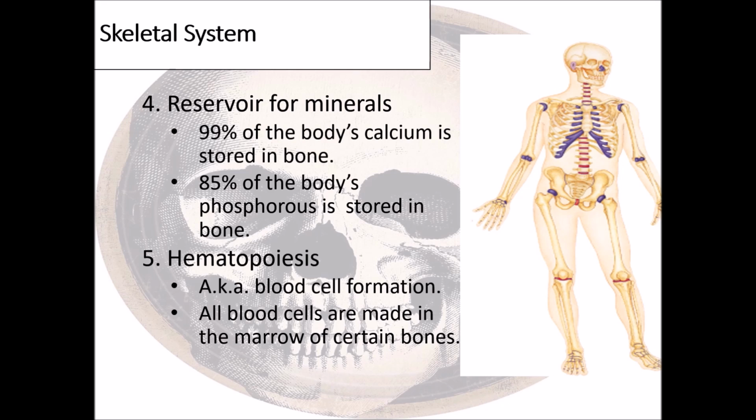The blood cells are formed inside the soft tissue that resides inside bone. It is called bone marrow. The bone marrow actually functions in two ways. One, it's a storage for fat, which, believe it or not, is actually very useful and important for our bodies. But the other thing that bone marrow does is create blood cells.